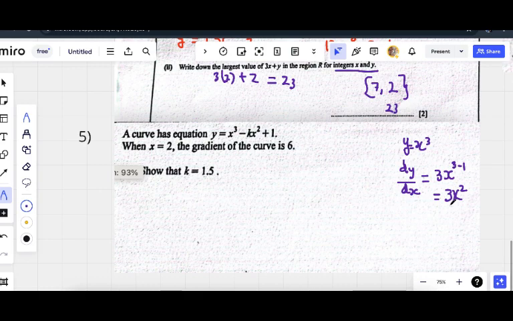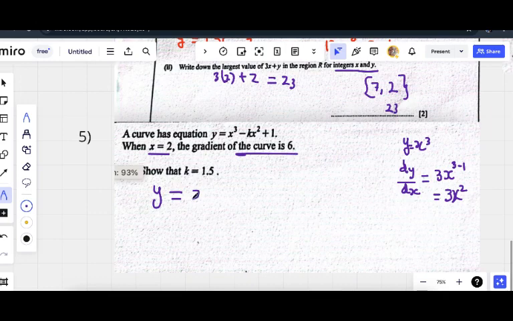Now we go back to the question. I've shown you how to differentiate. Take the power, bring it to the front of the x and make it the coefficient. Then subtract 1 from the power. That's how to do it. Now, a curve has equation y equals x cubed minus kx squared plus 1. When x is 2, they've told you the gradient of the curve is 6. So before you can show that k is 1.5, you must first of all differentiate.